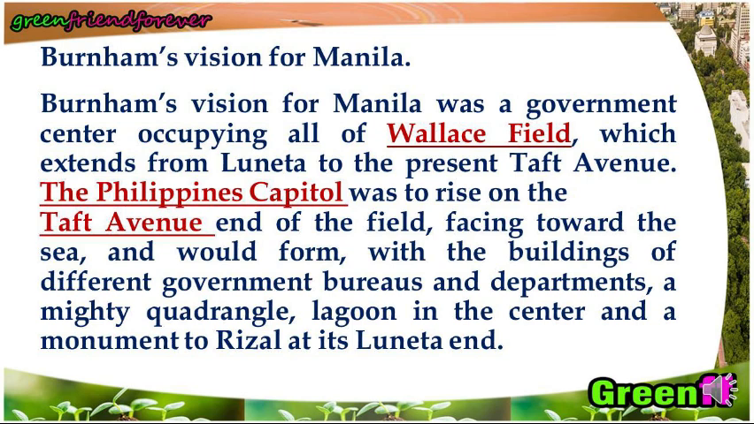Burnham's vision for Manila. Burnham's vision for Manila was a government center occupying all of Wallace Field, which extends from Luneta to the present Taft Avenue. The Philippines' capitol was to rise on the Taft Avenue end of the field, facing toward the sea, and would form, with the buildings of different government bureaus and departments, a mighty quadrangle, with a lagoon in the center, and a monument to Rizal at its Luneta end.